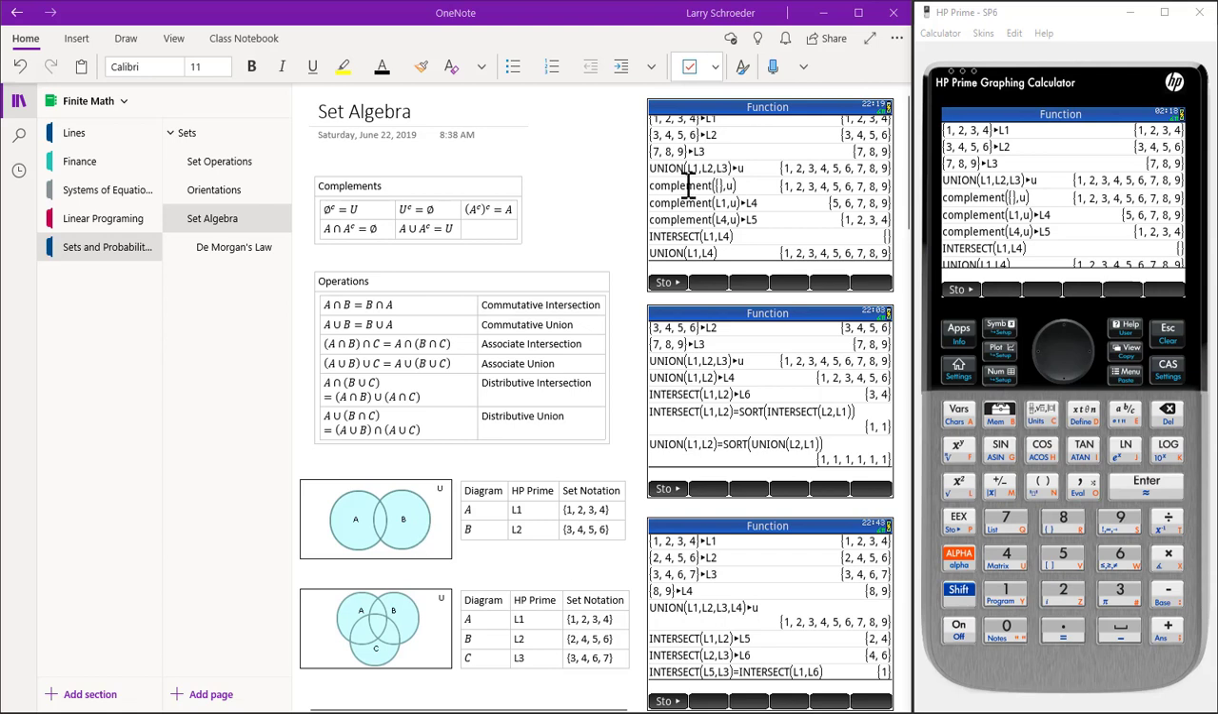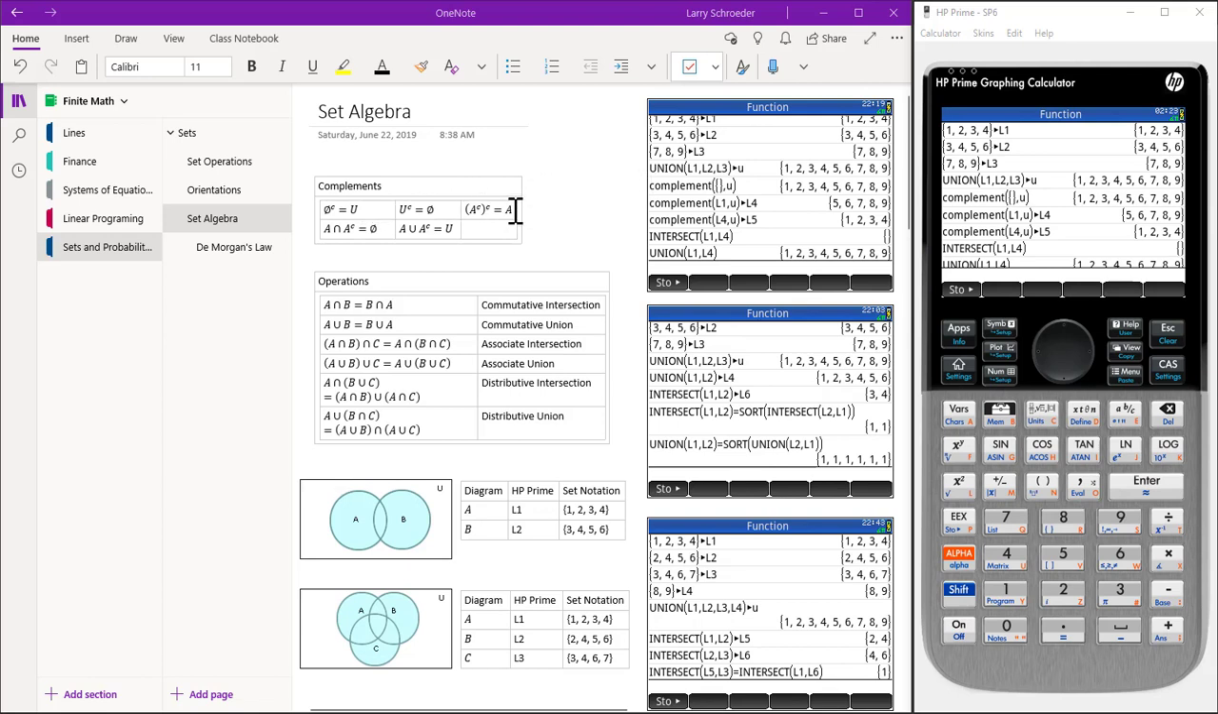Using the HP Prime union command with L1, L2, and L3 sets up our universal set. Then if we take the complement of the empty set with the universal set, we end up with the universal set. So this is shown over here in our table.